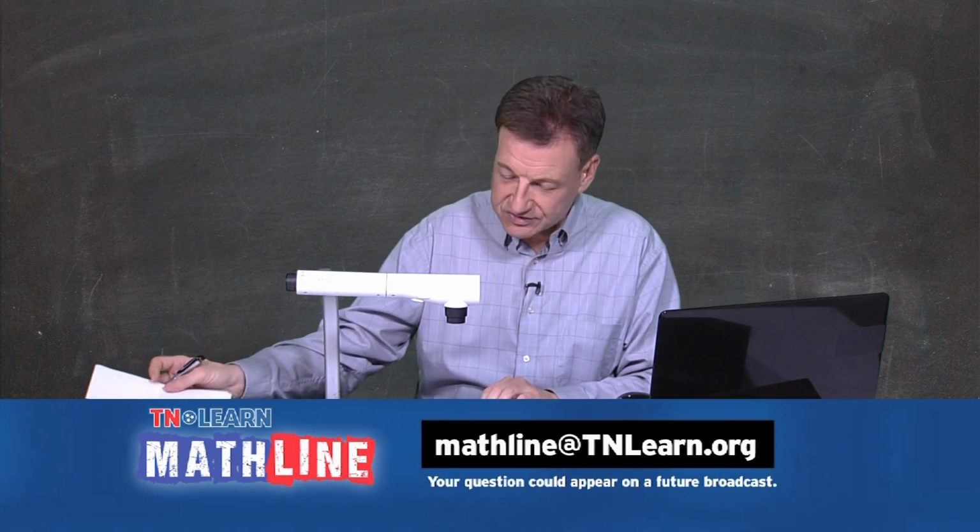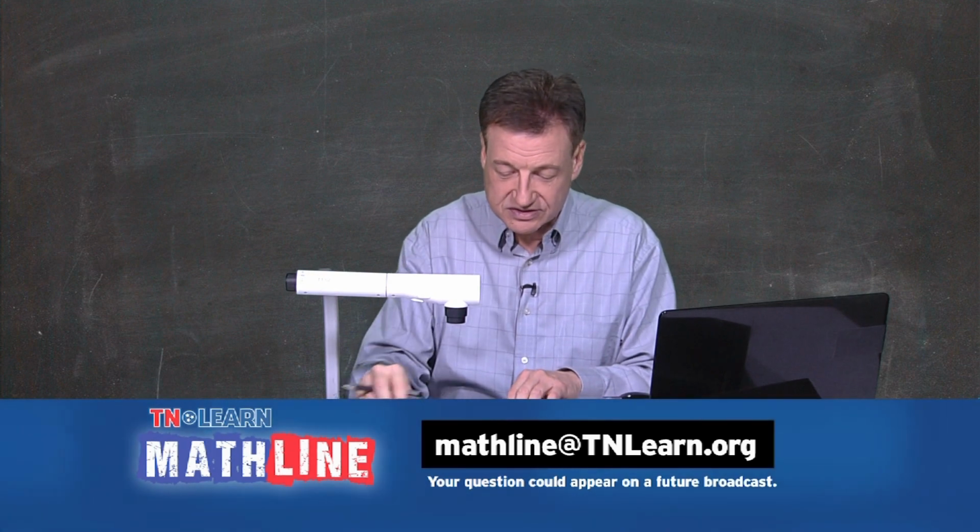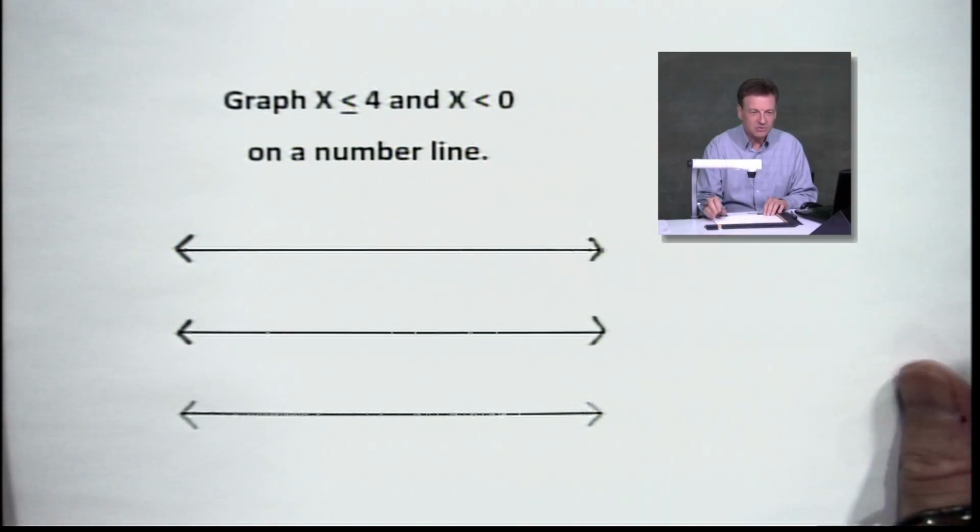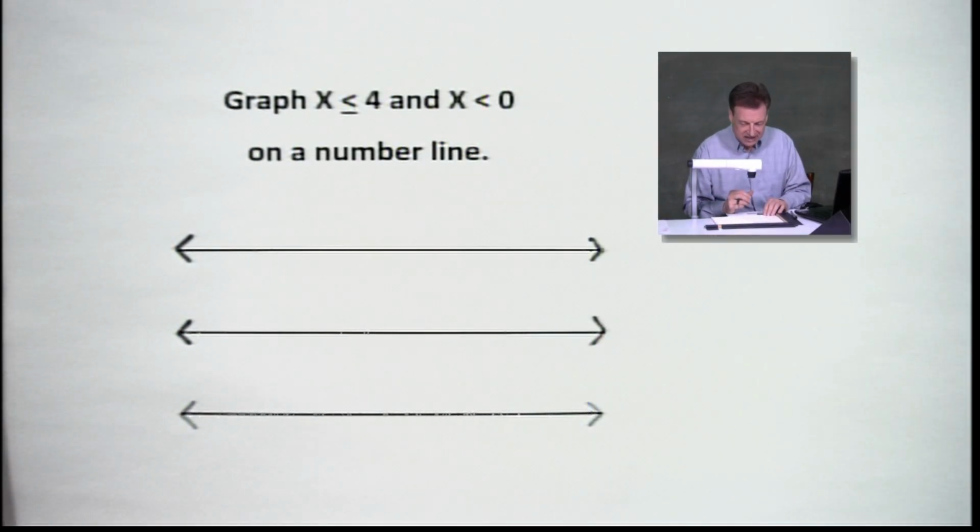How about our next little guy here? This one says, there we go. Graph x less than or equal to 4 and x less than 0. Now, sometimes people get all excited about x less than 0. So what does that mean? That basically means all the numbers are negative. All right, they're going to be all to the left of 0.